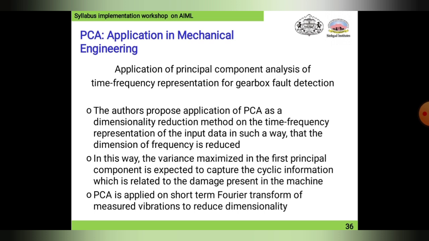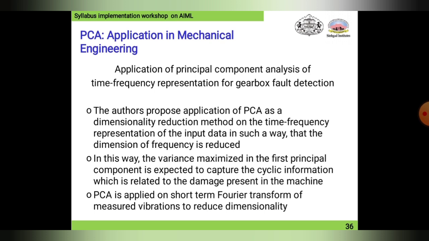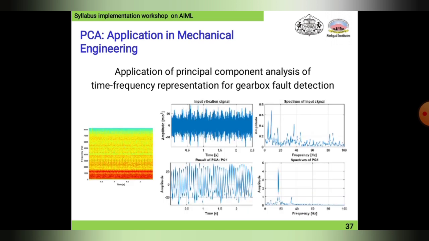PCA is applied to the short-term Fourier transform of measured vibration to reduce dimensionality. Here, what they say is that to reduce the dimensional effect, PCA is used on the time frequency domain, and for that the cyclic information is provided to diagnose the damage present in the machine. So basically PCA uses the short-term Fourier transform of the measured vibration to reduce the dimensionality. This is what they want to say.